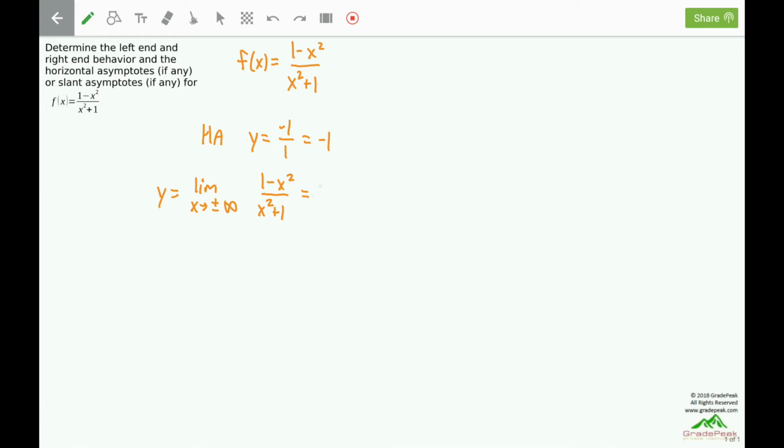The next thing to do is divide the numerator and denominator by the highest power of x in the denominator, that's x to the 2. Each term in the numerator will be divided by x to the 2. Each term in the denominator will be divided by x to the 2.